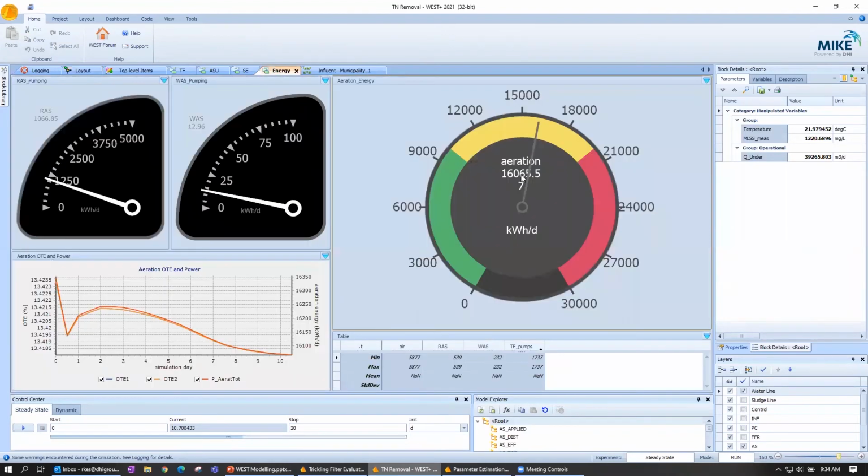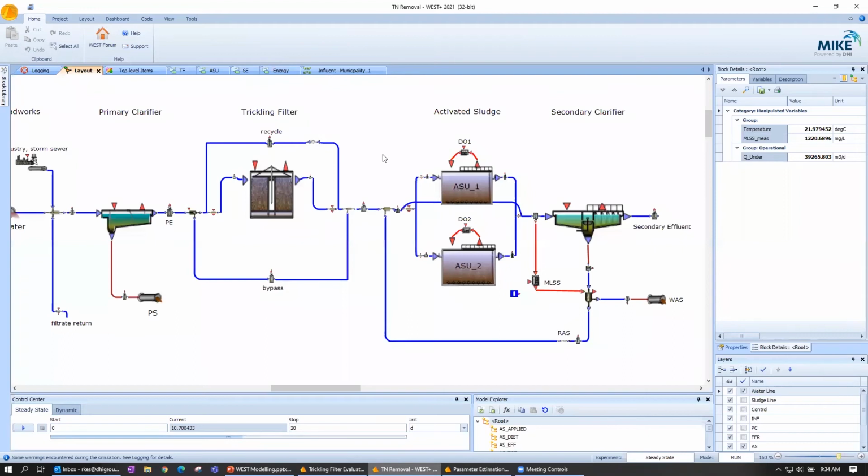And one thing, I don't know if I mentioned this, but aeration energy more than doubled. At one point it almost tripled. Now it's back down to 16,000, but it started out at 6,000 kilowatt hours per day. So that's a pretty major consideration. How much power can we put into this process? How much is that going to cost? And also, do we have the blower capacity to take that much more, and is it effective? Those are questions that still need to be answered.